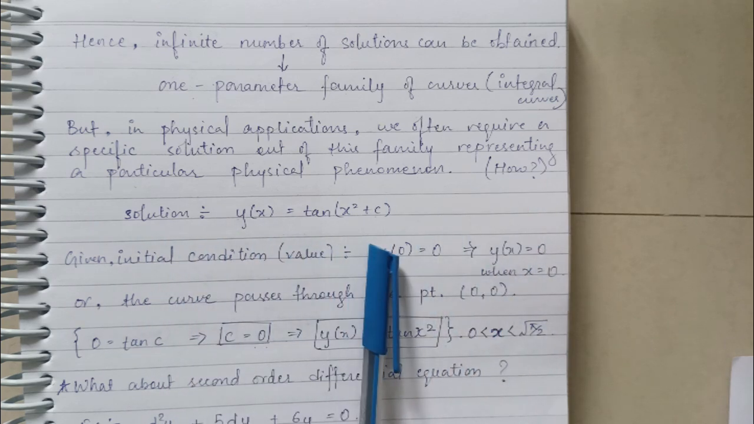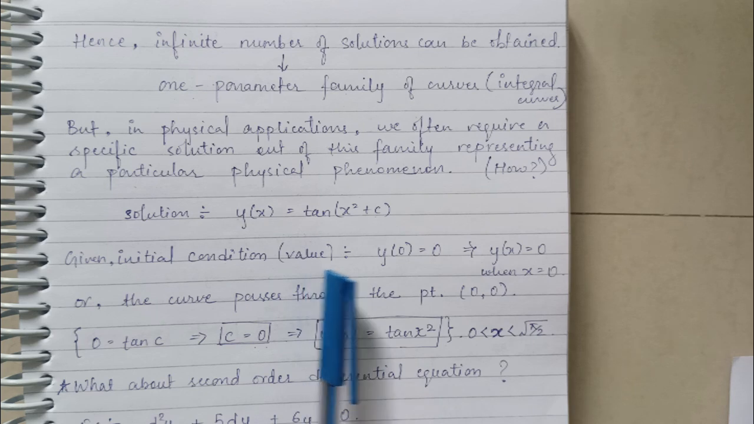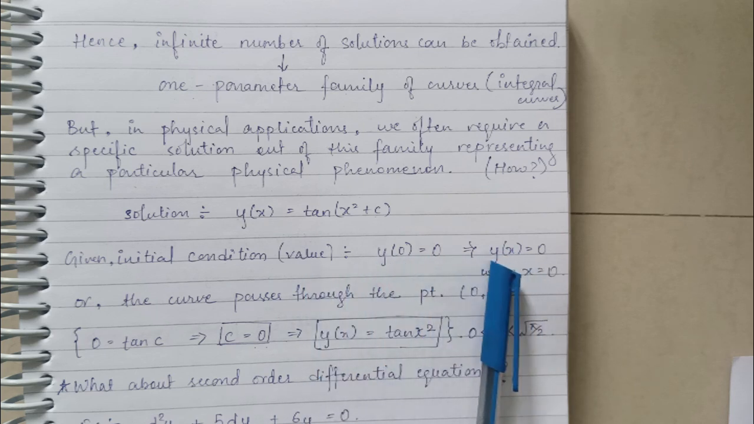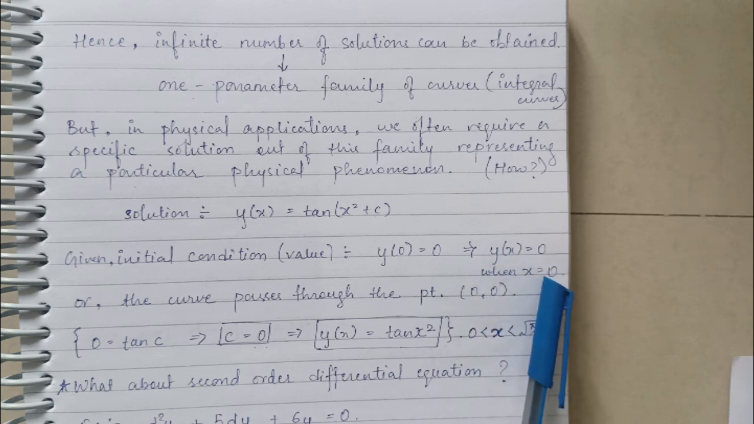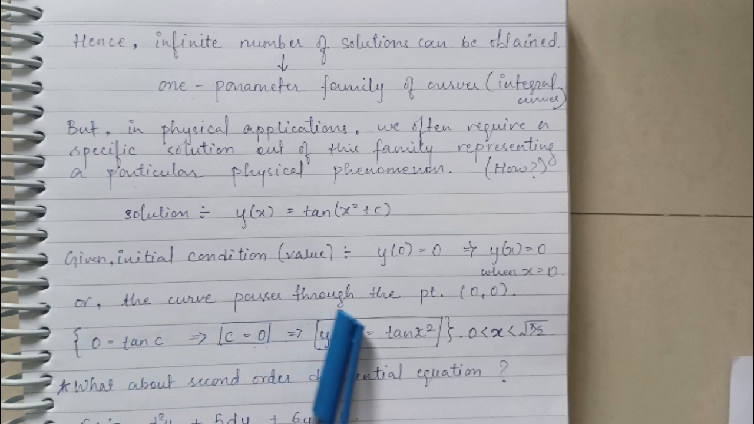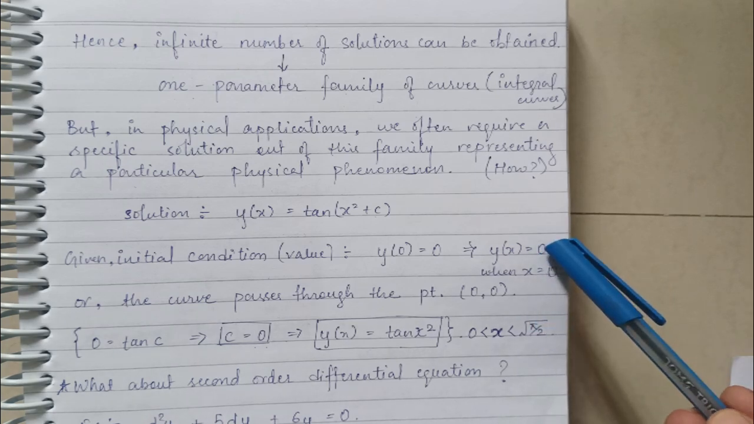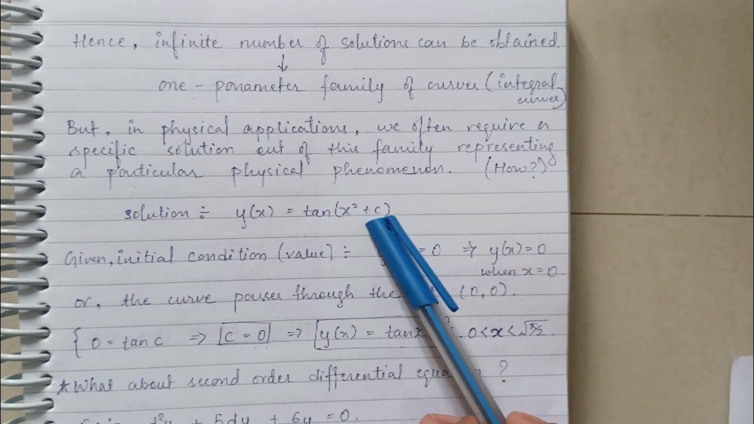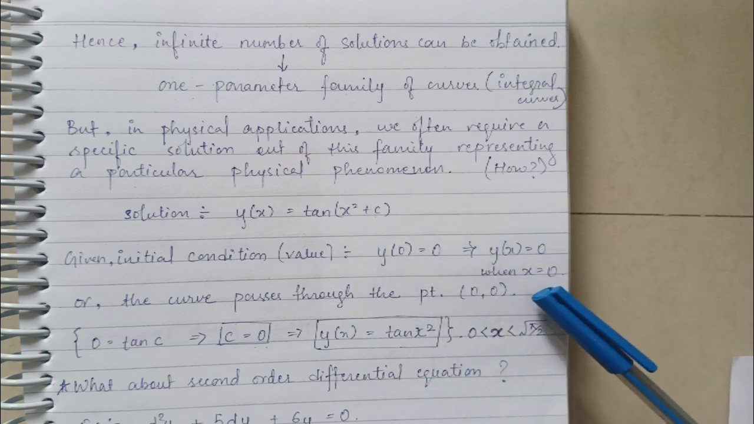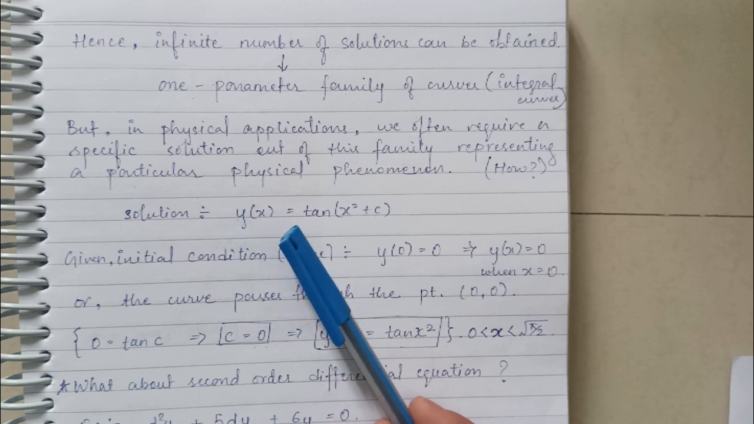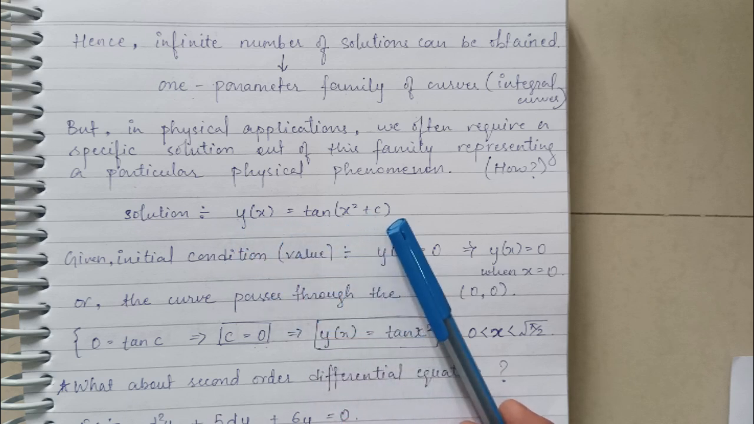This was our solution, and we were given the initial condition that when x is 0, y is also 0. That means y equals 0 when x is 0, which alternatively means that the curve passes through the point (0, 0), the origin. So we can put these values of y and x in our solution and find c. We put x as 0, then y also becomes 0.